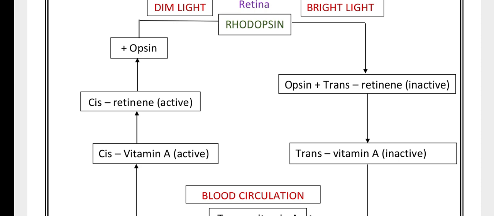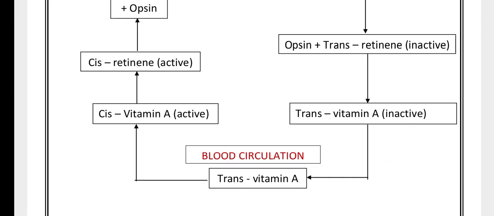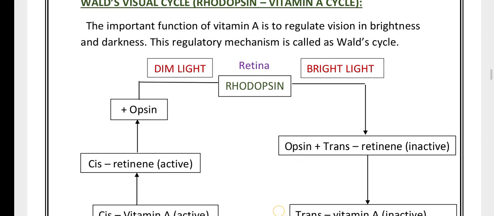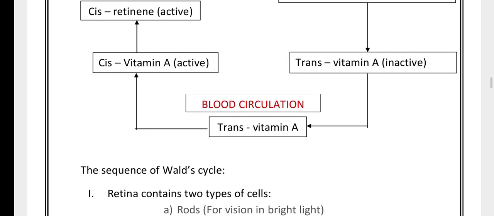This is also in inactive state, and it is also converted to trans vitamin A, inactive, in blood circulation. In dim light, this trans vitamin A is converted to cis vitamin A, which is in active state, and this cis vitamin A is further converted to active cis retinine and opsin in dim light. So this is Wald's visual cycle.